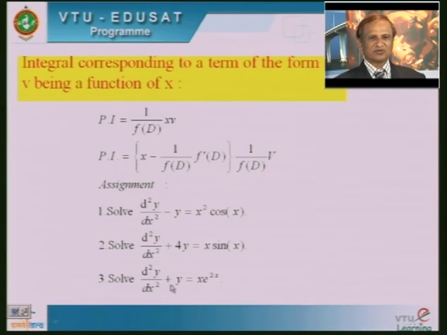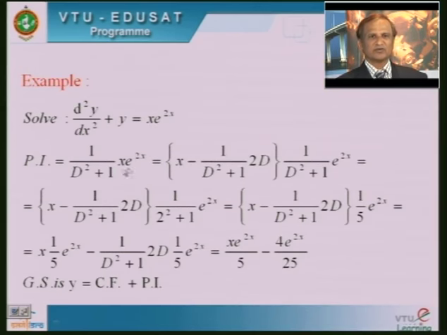Now I am going to solve this example: d square y upon dx square plus y is equal to x into e to the power 2x. How are we going to find the solution? I hope we are able to find the complementary function. I am not concentrating on the complementary function; I will leave it to the students. Very easily you can find the two roots, and depending upon the nature of the roots, you can write down the complementary function.